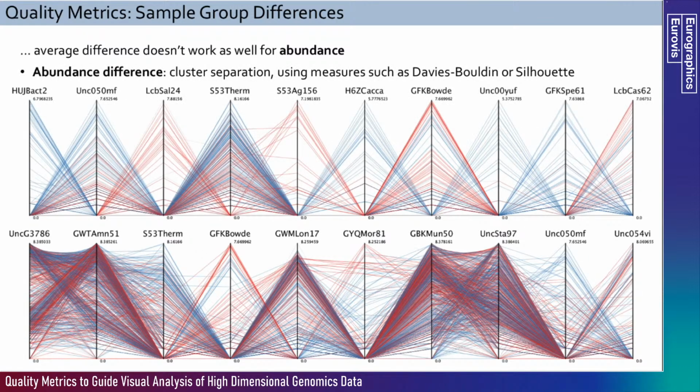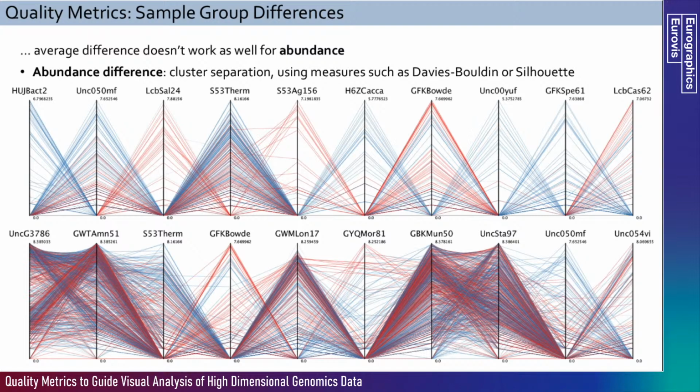So what we suggest is to instead use a cluster separation approach, where we're treating sample groups as clusters. The aim then is to identify entities where the separation between sample groups is high using a cluster separation metric. In the example here, in the top plot, we use the Davies-Bouldin index, but others could be used as well, such as the silhouette values.